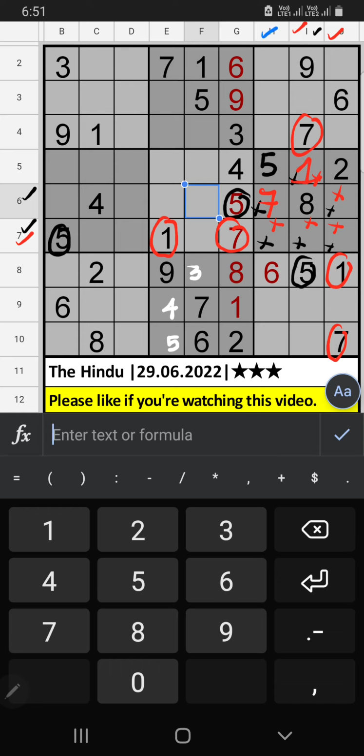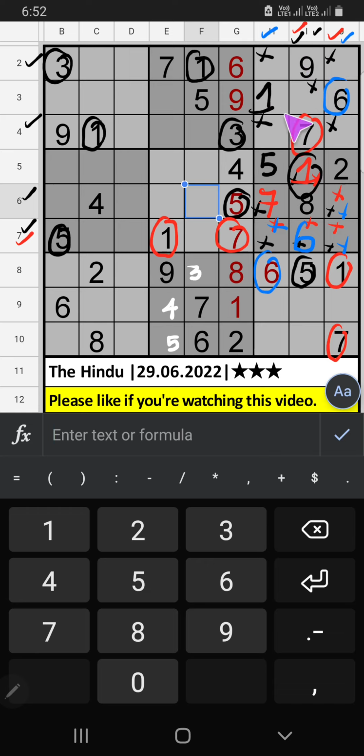Column H, column J, we have 6. So 6 can't come in these cells. Then 6 is confirmed here. 2nd row and 4th row, we have pair numbers 1 and 3. So 1 and 3 can't come in these cells. It will come in one of the 2 cells. Column I, we already have 1. So 1 can't come in this cell. 1 is confirmed here. Then 3 is here.